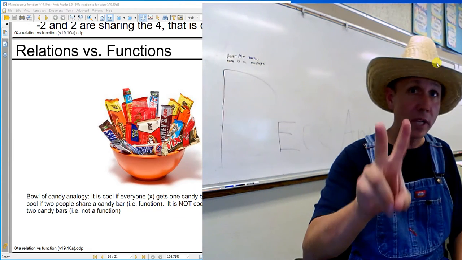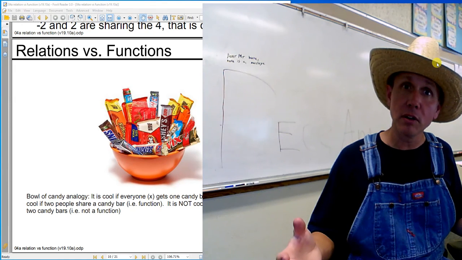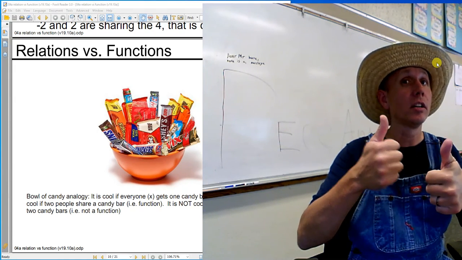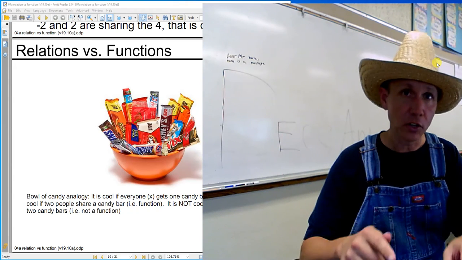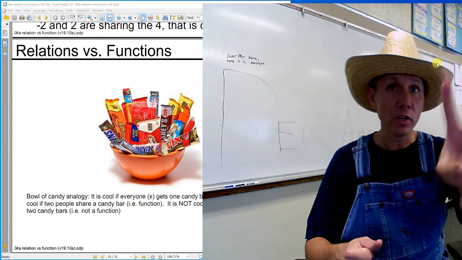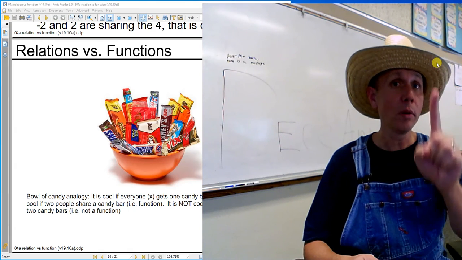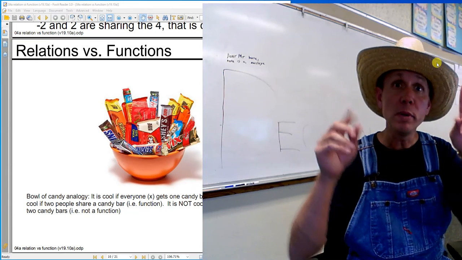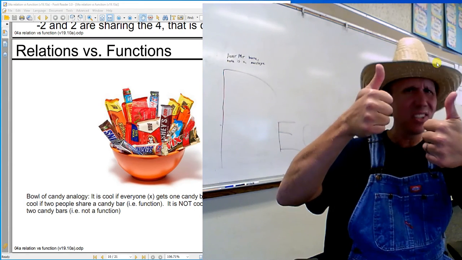You didn't take two candy bars. You're just sharing the candy bar with somebody else. That's cool. Sharing is caring. Being greedy is not a function. Sharing is a function. One person, one candy bar, that's a function. One person, two candy bars, not a function. Two people sharing a candy bar, that's just fine.